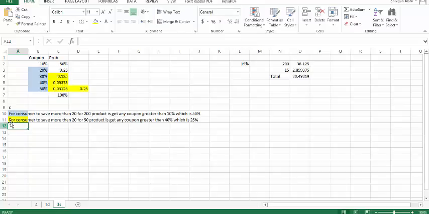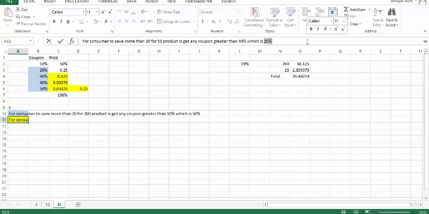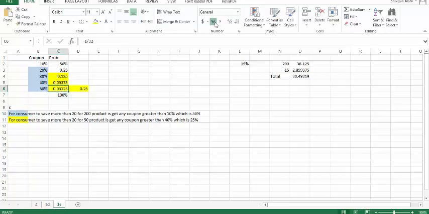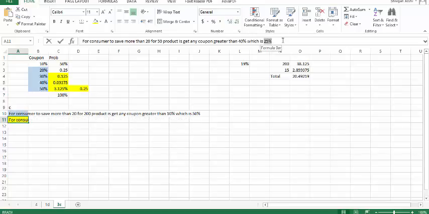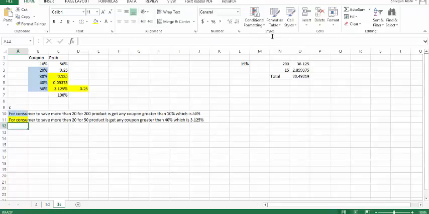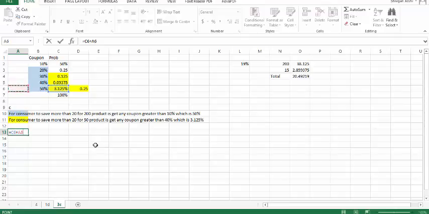So greater than 40, which is this thing, which is 0.13125. And since they have given us that 50% of people go here and 50% go there, I can make a sum of 50% and I can divide that by half. So which is like 26%.